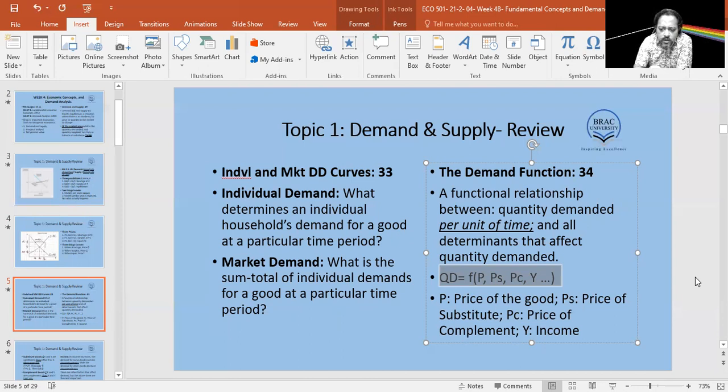Quantity demanded is a function of its own price, P. Quantity demanded of a product is a function of the substitute price, the complement's price, and the income of the household.